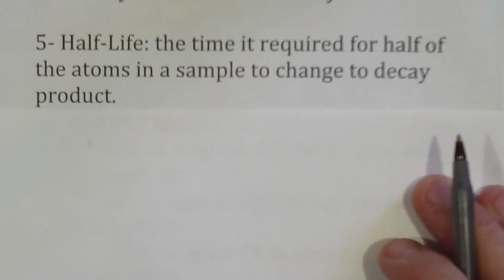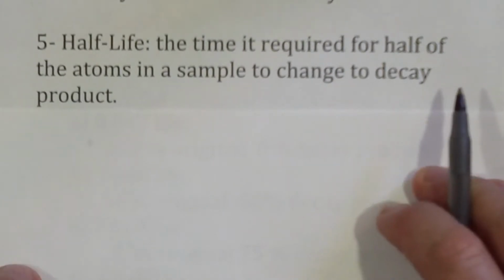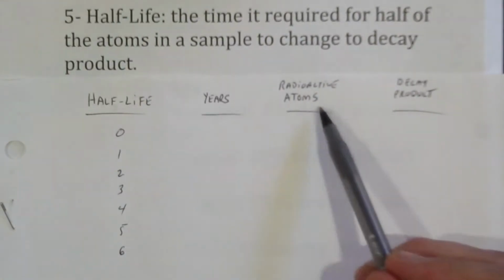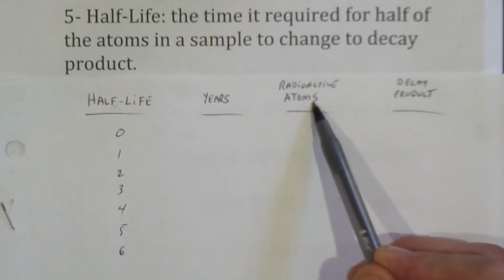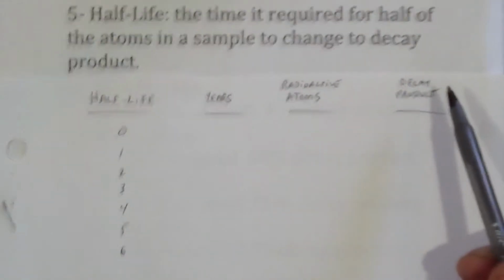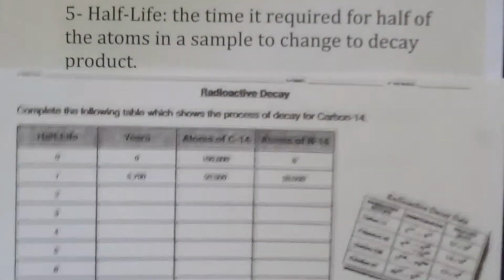To determine the age of substances, it's useful to devise a chart. The chart might look something like this. On the chart, it will list half-life, years, the radioactive isotope that you're using, and the decay product, whatever the isotope turns into. For my example, I'm going to use carbon-14. Let's switch from this chart here to this chart here.